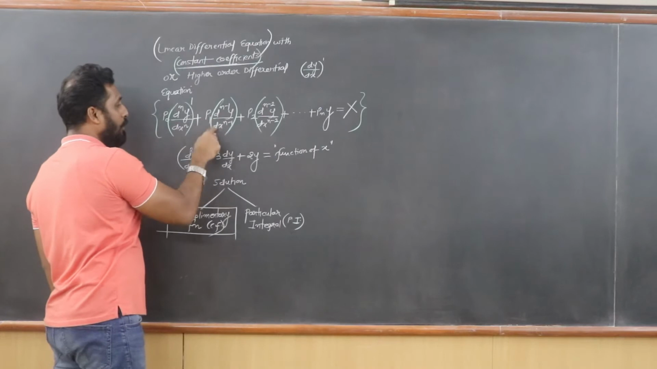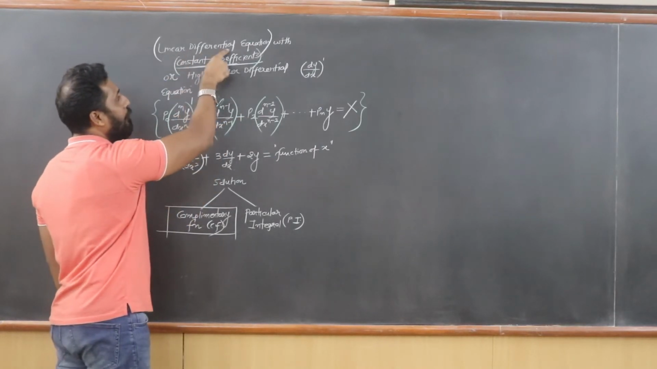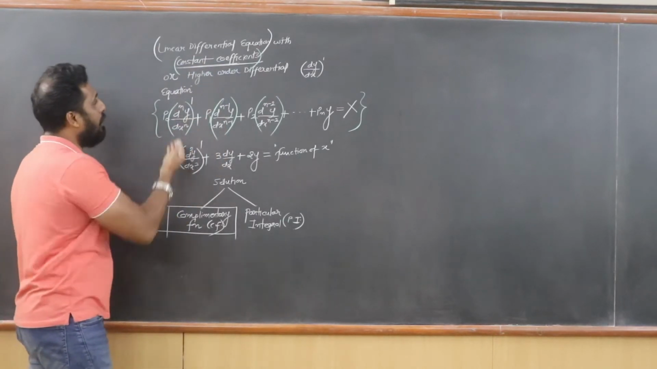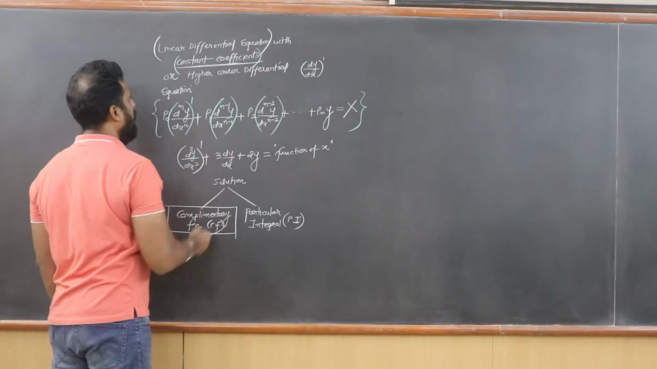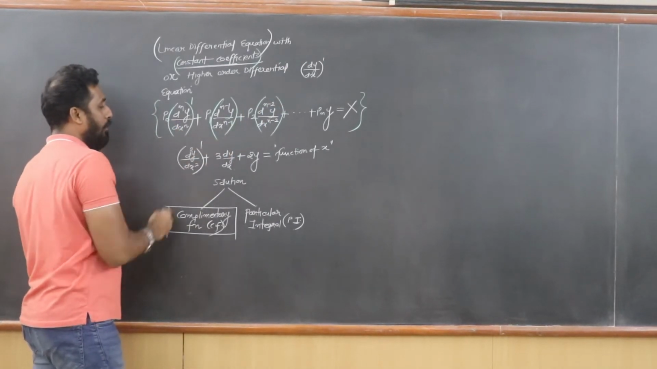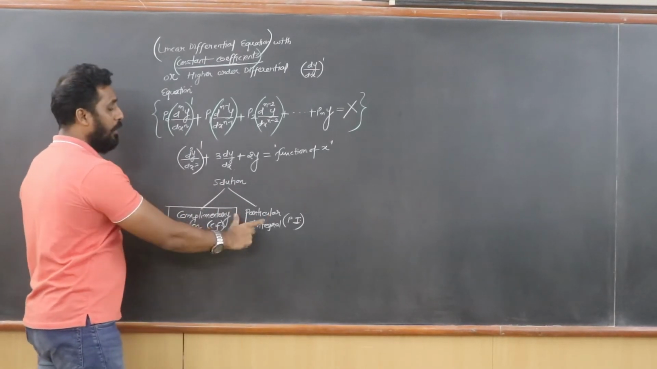Every differential coefficient is accompanied with a constant. That is why it is called a linear differential equation with constant coefficients, and it is also named a higher order differential equation. Higher order means the order of the differential equation is more than 1. As I said, the solution will contain two parts: complementary function and particular integral.